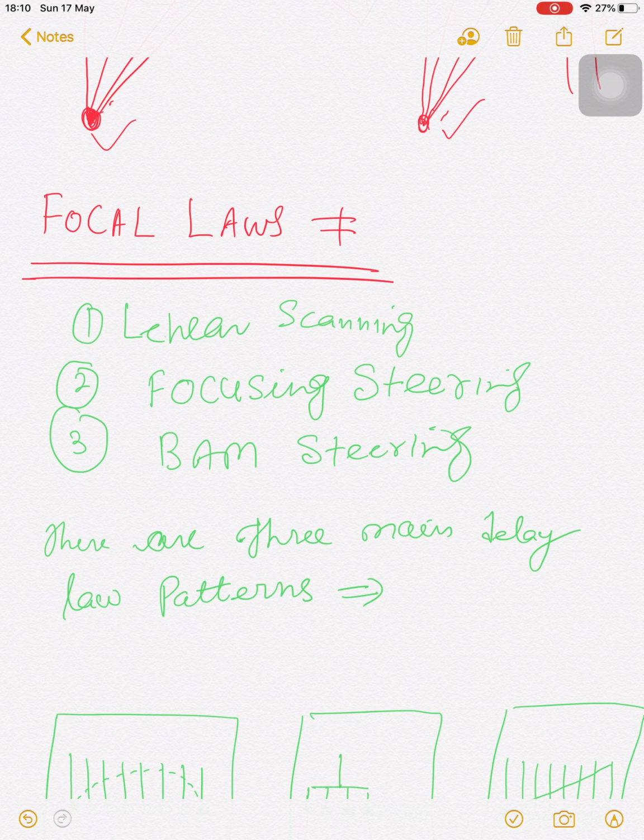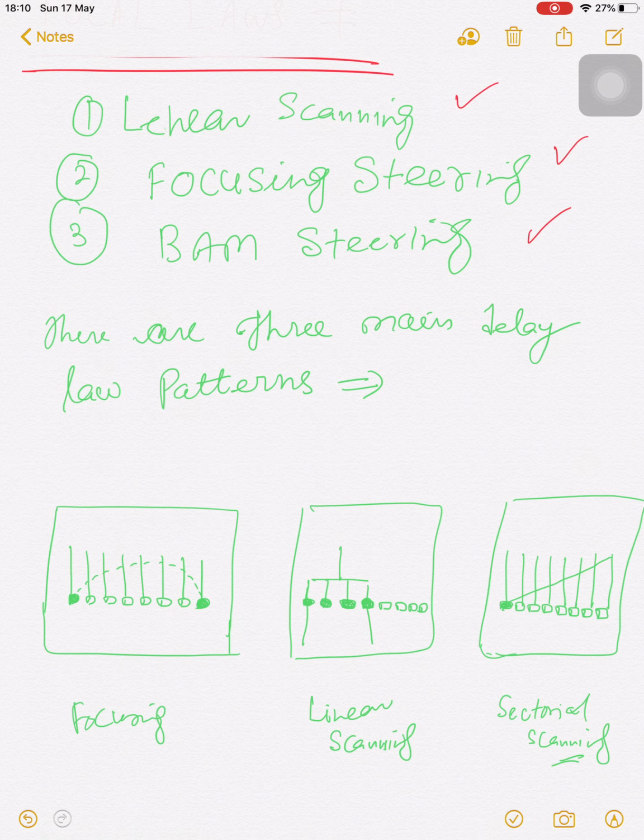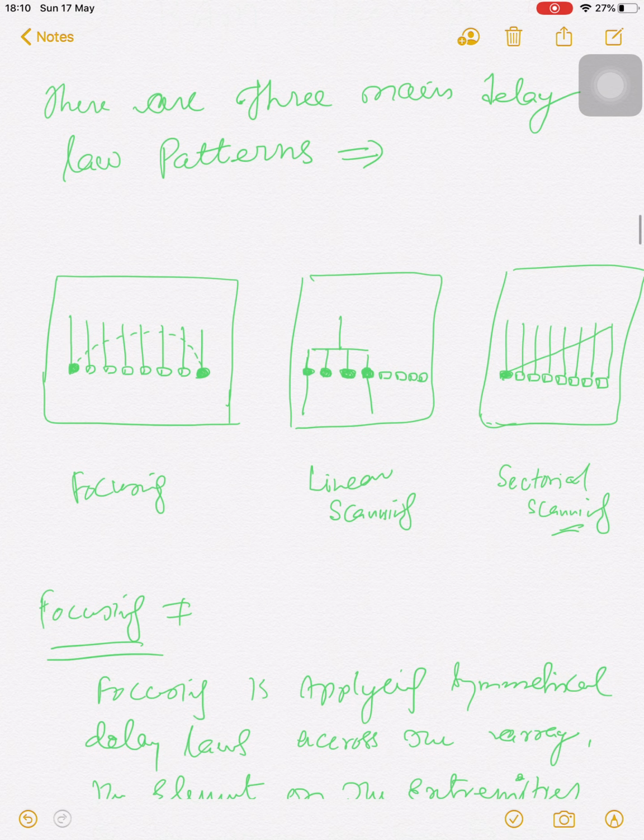Okay, what is the focal law? There are three types of focal law: linear scanning, focusing, and sectorial scanning. There are three main delay law patterns. One is focusing, second is linear scanning, and third is sectorial scanning.